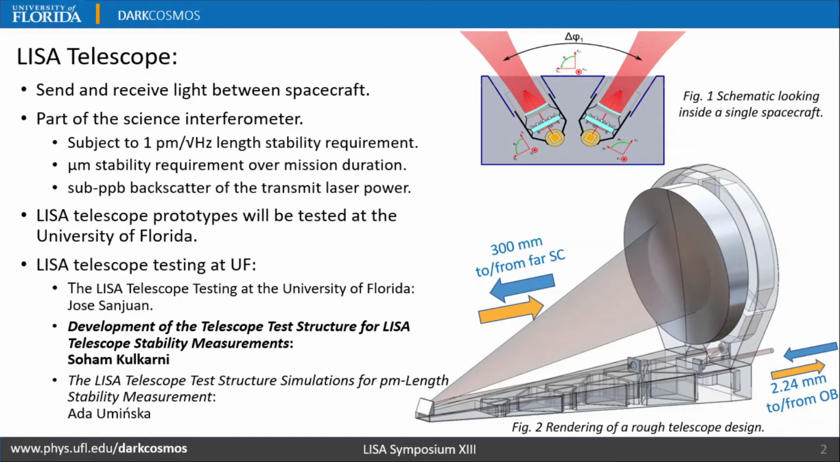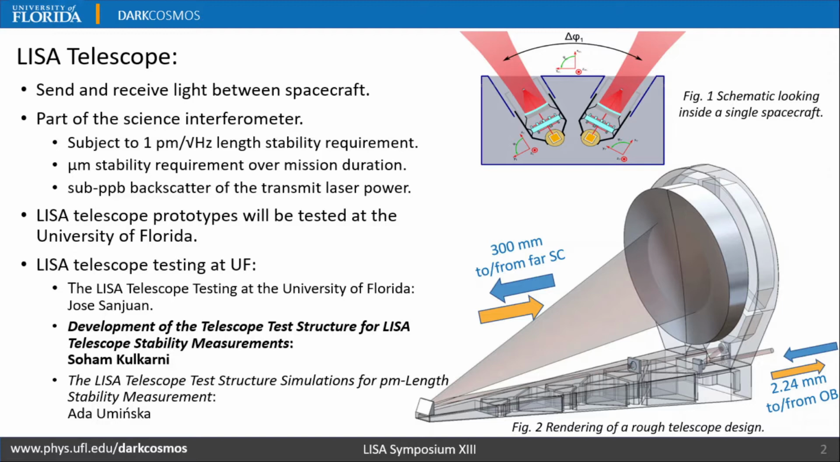The telescope is a part of the test-mass science interferometer and is therefore subject to the 1 picometer per root Hz length noise requirement, a long-term length stability requirement of 1 micrometer over mission durations, and the sub-ppb backscatter light requirement. The telescopes are a NASA deliverable, and the telescope prototypes will be tested for their dimensional stability requirements and backscatter light requirement at University of Florida.